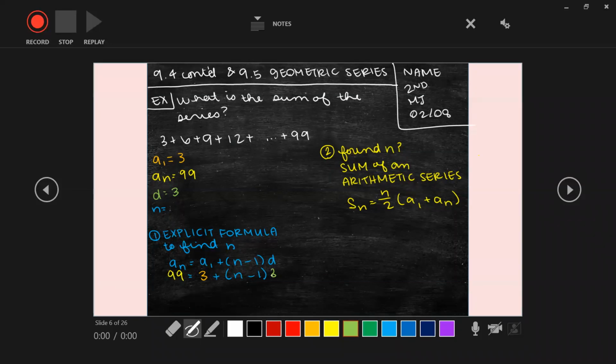Whenever we distribute these things out, we're going to have 99 is equal to 3 plus 3n minus 3. Make sure that you're always distributing out that 3 to both of those terms. So you guys can solve that for n. What is n?